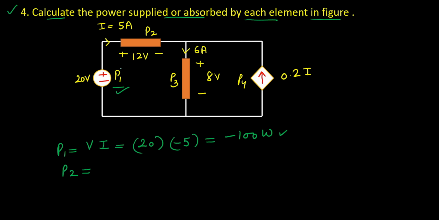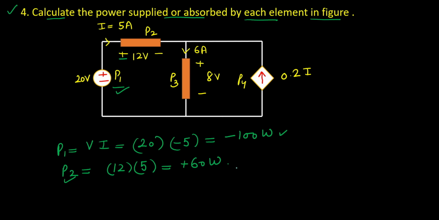In the second element P2, the current is entering the positive terminal of the battery. So it means that the element P2 is basically absorbing power, which is equal to plus 60 watts.